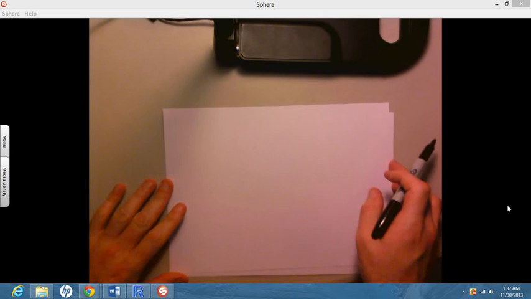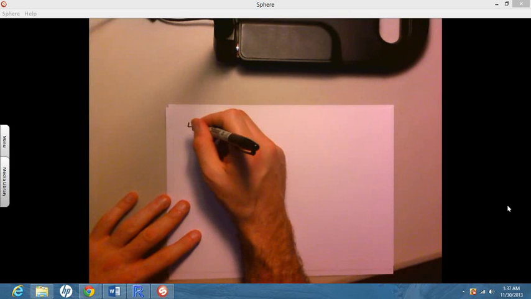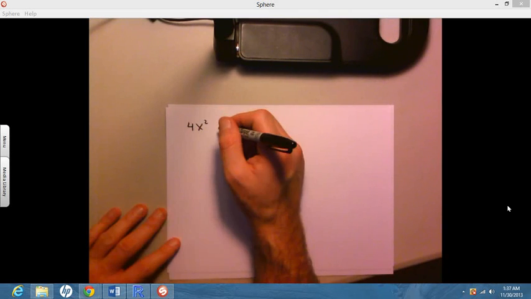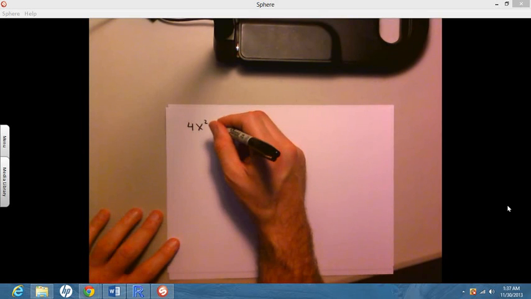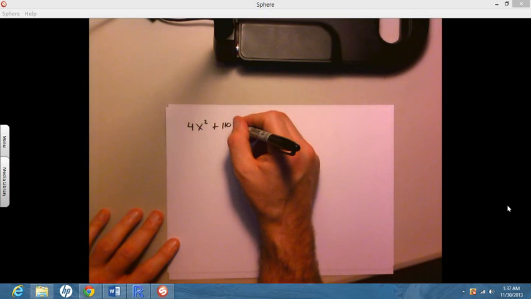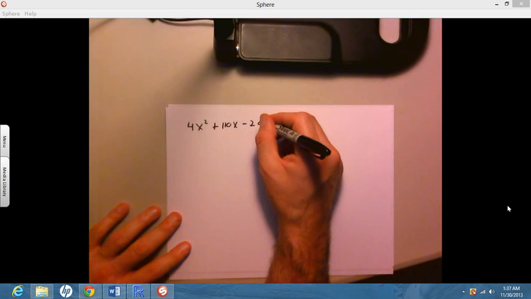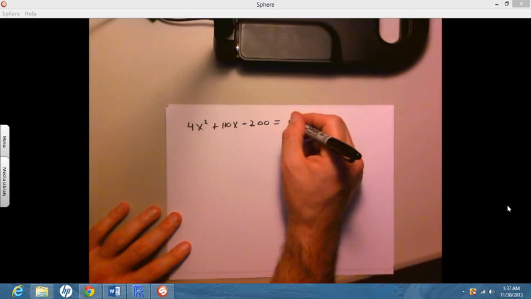So, an example of a quadratic equation, and this was just asked on the discussion forum. It has the form 4x squared plus 110x minus 200 equals 0. Okay? Now we could solve this.